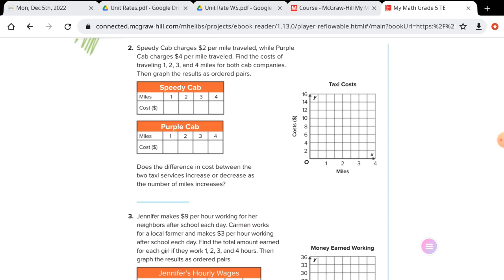So, Callie, I'm going to use red for Speedy Cab. You guys are using pencil. How much is it for 1 mile at Speedy Cab? $2. Okay, Michaela, 2 miles. 4. Easton G, 3 miles. 6. Zach, 4 miles. 8.